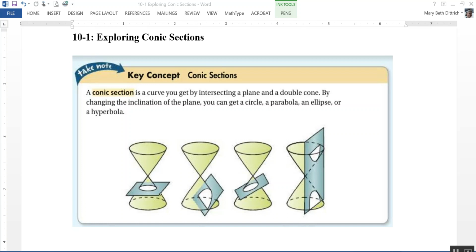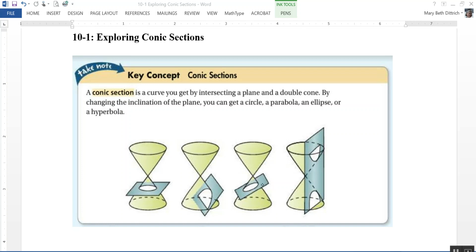And if we take a plane and it intersects either one of the cones and it's parallel to the base, then the resulting shape that we get, that intersection, is a circle. If we take the plane and we slant it and intersect the cone and actually go through its base, this shape that we get here is a parabola.